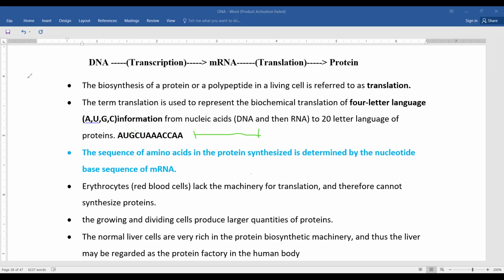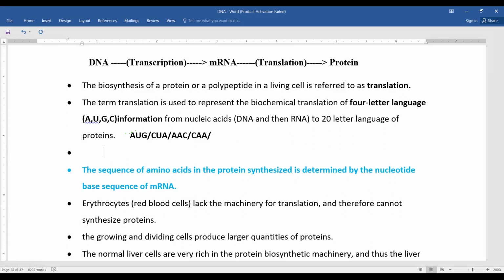Here AUG, this is a code. Then CUA, this is a code. AAC, this is a code. CAA, this is a code. Just now we have seen the video. For example, AUG codes for what? AUG codes for the amino acid methionine. I'll simply write M. Next one is CUA. What does it code for? For example, glycine. I'll write GL. Then AAC is there. It codes, for example, tyrosine. And then what?